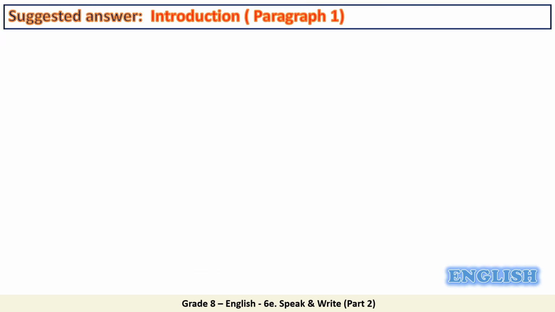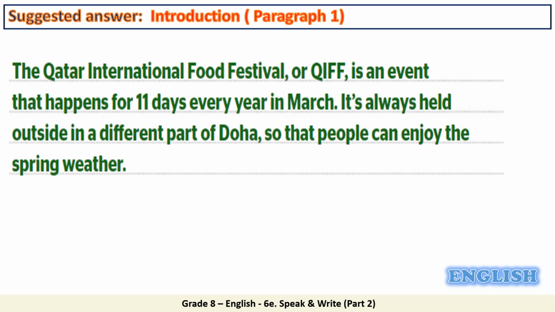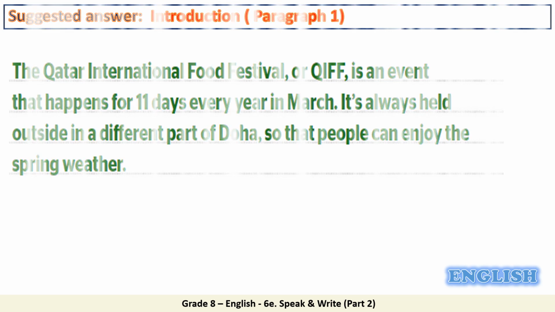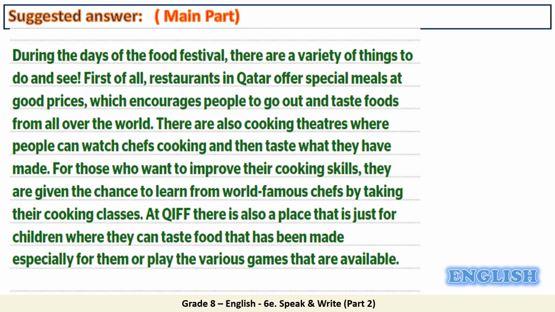Now let's read the suggested answer. Introduction. The Qatar International Food Festival, or QIFF, is an event that happens for 11 days every year in March. It's always held outside in a different part of Doha, so that people can enjoy the spring weather. Main part. During the days of the food festival, there are a variety of things to do and see. First of all, restaurants in Qatar offer special meals at good prices, which encourages people to go out and taste foods from all over the world.